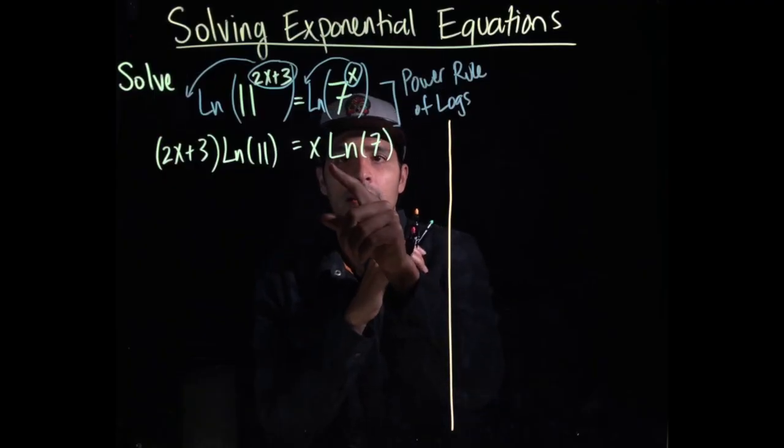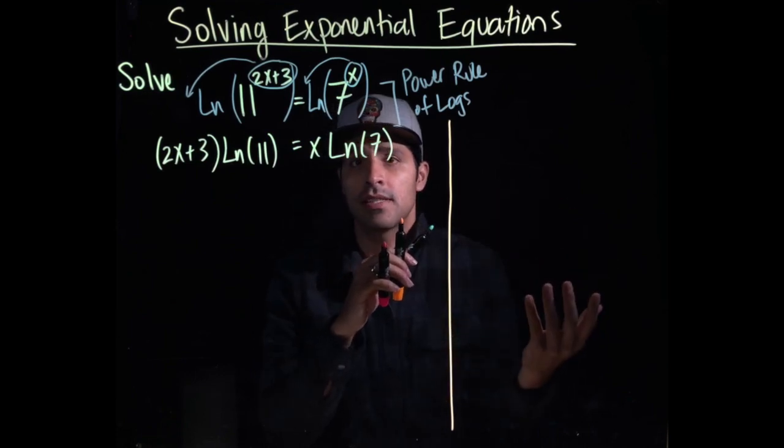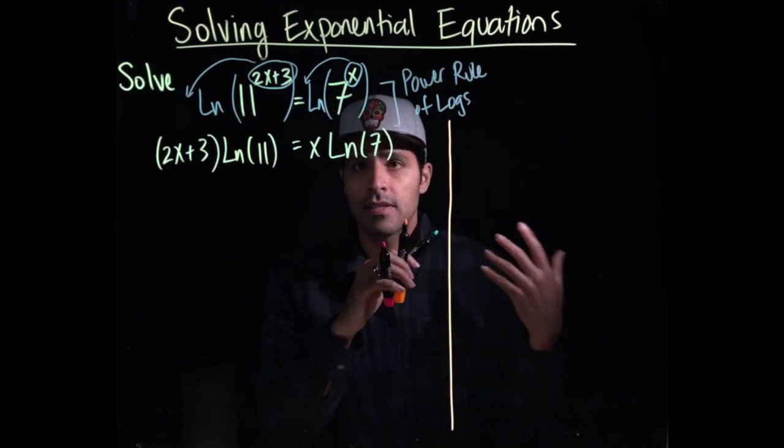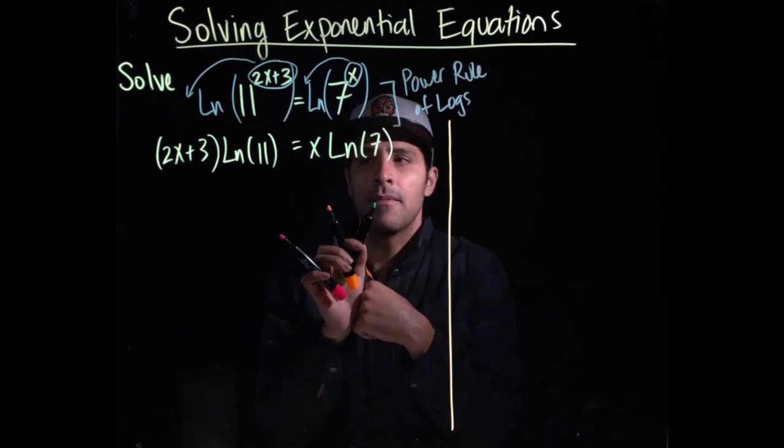And then on this side, if you enter the natural log of 7 on the calculator, you're going to get a different decimal, because that's the different decimal that you're going to raise e to get 7. Okay?